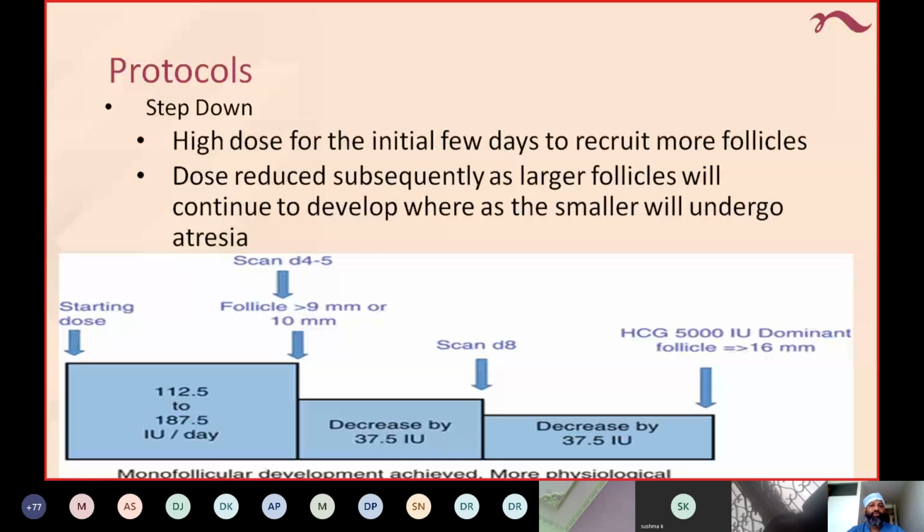So that larger follicle will continue to develop and the smaller will undergo atresia, because if you don't step down, if you go straight with the same dose, then you will have a hyperstimulation. So this is called step down. You see the picture below, it is stepping down.